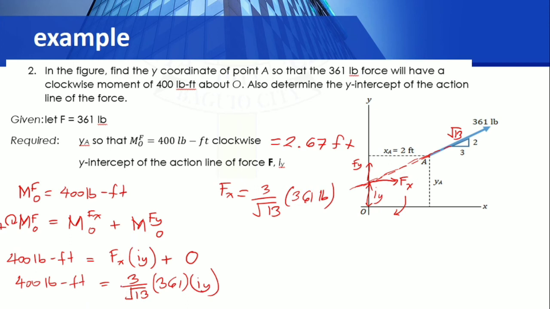So we can do this directly in the calculator. Let's just shift solve. So iy is equal to 1.33 feet. So our 1.33 feet is above O. Okay? So this is our 1.33 feet. Okay? So this will be our answer.